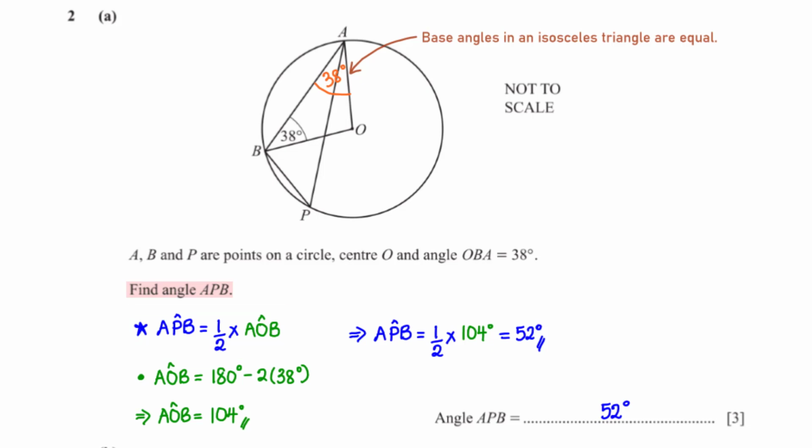OA and OB are radii of the circle, which makes triangle AOB an isosceles triangle. Base angles in an isosceles triangle are equal. When we subtract 2 times 38 degrees from 180 degrees, we get angle AOB as 104 degrees. So now angle APB is half of 104 degrees, which is equal to 52 degrees.